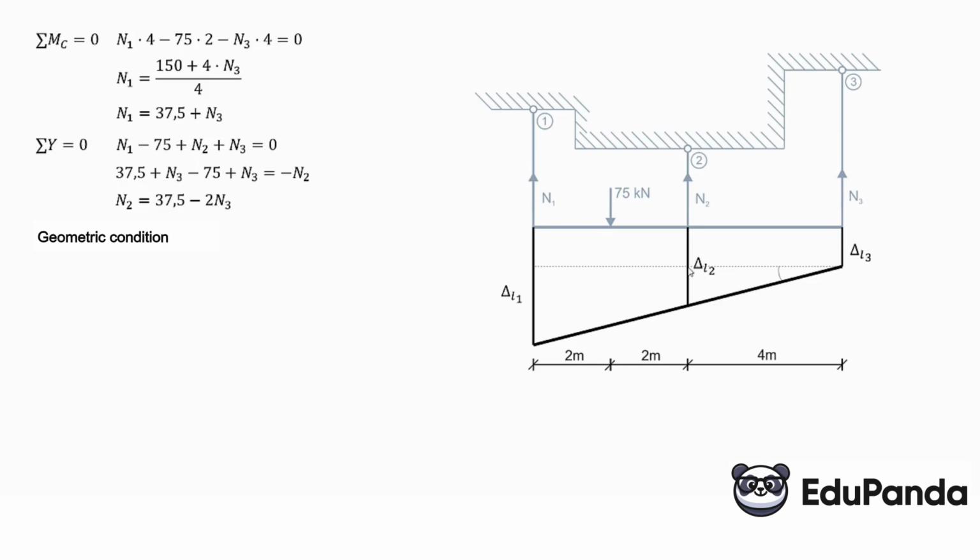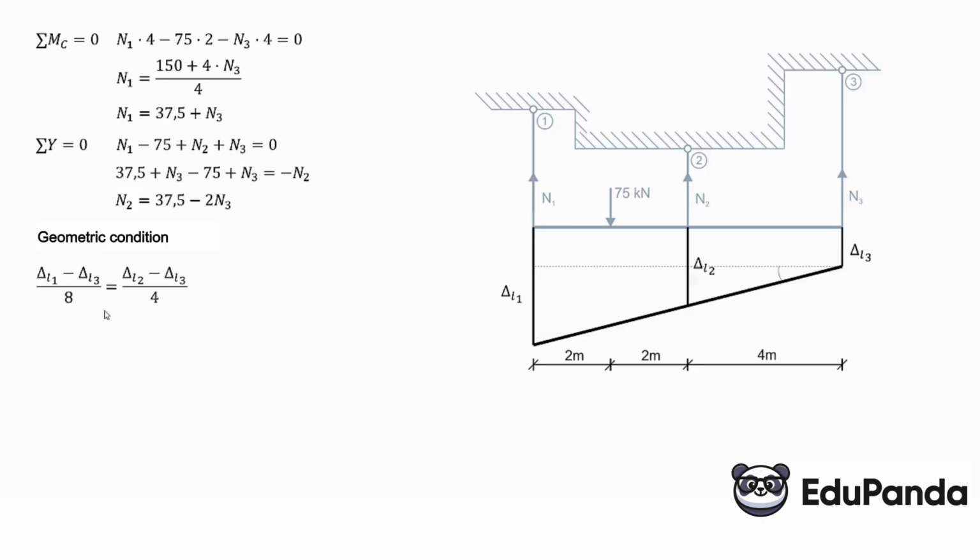And here, analogously, will be delta L2. This entire length is delta L2, minus delta L3; this will be what we want to take for the similarity of triangles. So in that case, delta L1 minus delta L3, which is this length, to 8 meters, is like delta L2 minus delta L3 to 4 meters. So that is the geometric condition.